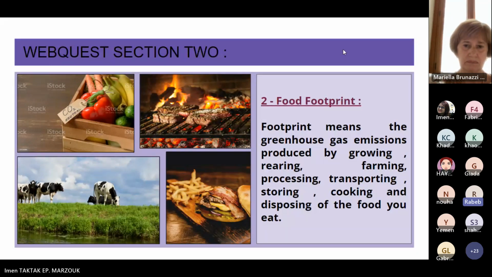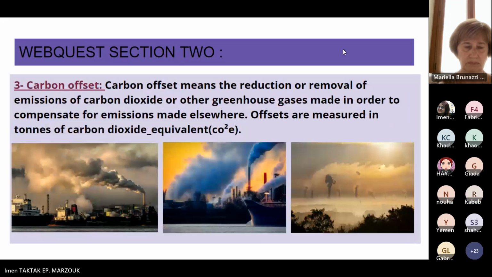Then, food footprint. Food footprint means the greenhouse gas emissions produced by growing, rearing, farming, processing, transporting, storing, cooking, and disposing of the food you eat. Carbon offset means the reduction or removal of emissions of carbon dioxide or other greenhouse gas made in order to compensate for emissions made elsewhere. Offsets are measured in tons of carbon dioxide equivalents, CO2e.